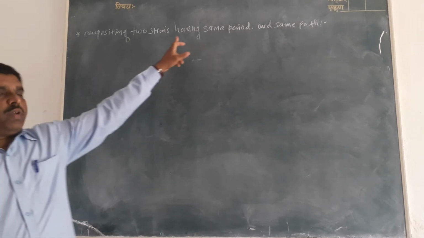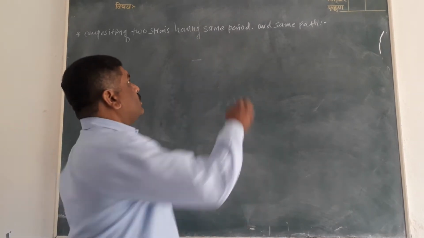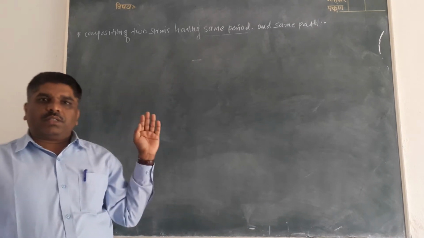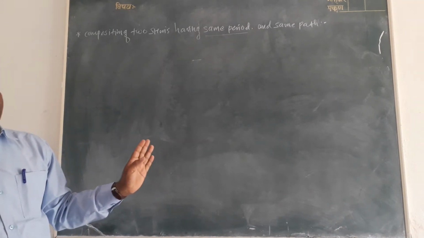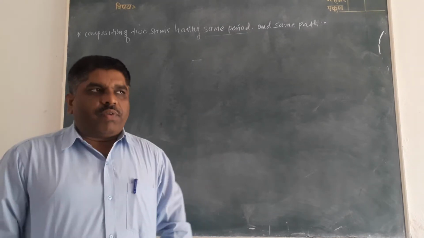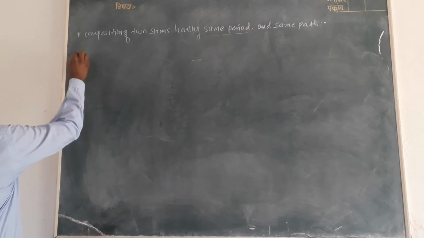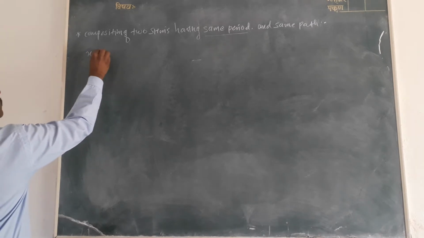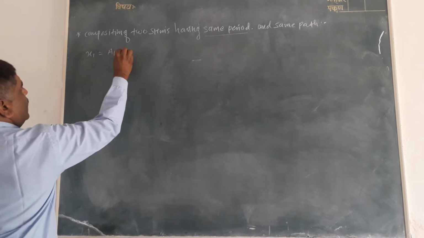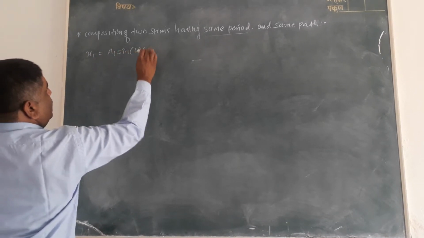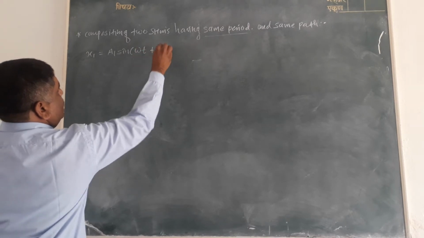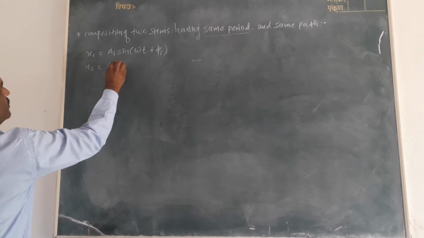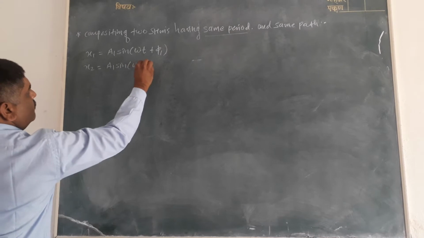Composition of two SHM having the same period and same path but having a different amplitude and different phase. Now consider the first simple harmonic motion, that is x1 is equal to a1 sin(omega t plus phi 1), and second x2 is equal to a2 sin(omega t plus phi 2).